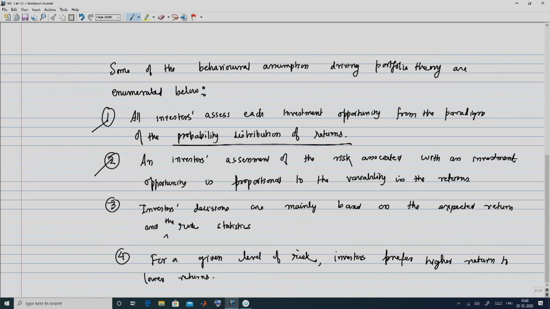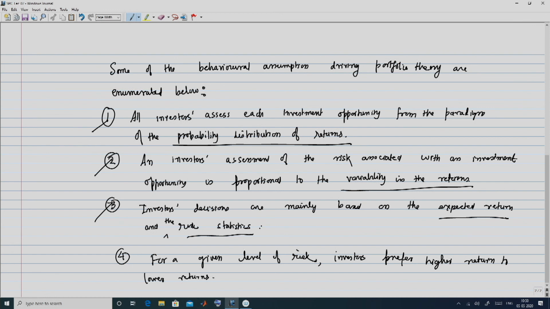Secondly, they also need to make an assessment of the risk that is associated, and the risk is seen as the variability. That means how much fluctuation there exists in terms of the returns about its mean value, and this is what is known as the volatility or the variability of the return. So, that is another factor that needs to be taken into account, whether the particular asset returns are extremely volatile or less volatile. And consequently, as a result of the first two assumptions, the investor decisions are mainly based on the expected return and the risk statistics.